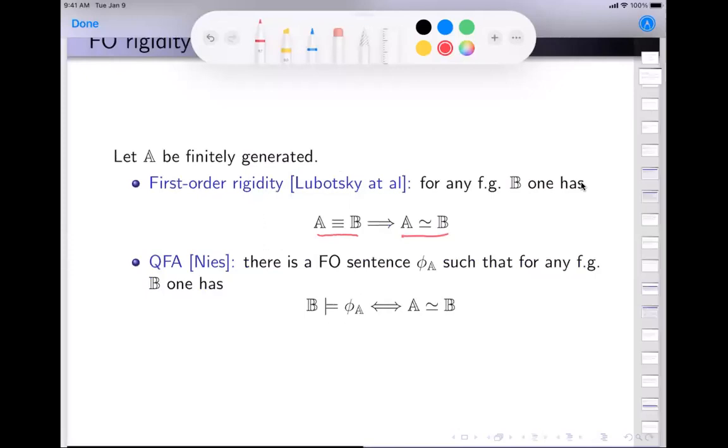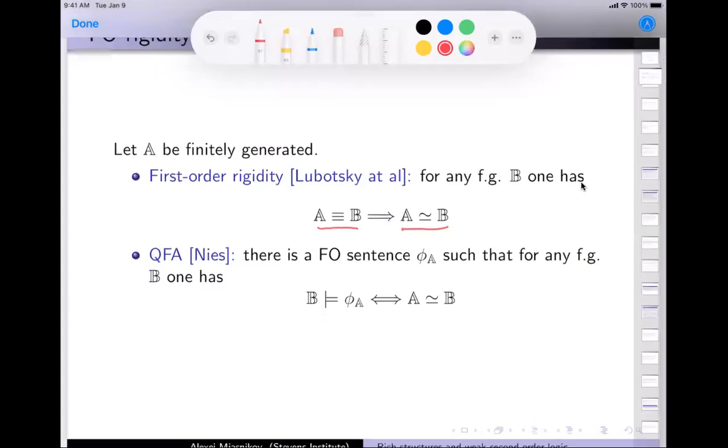That's, in a sense, that the first order theory of A is powerful enough to distinguish A up to isomorphism in the class of all finitely generated structures. A stronger property is quasi-finite axiomatizability, introduced by Nies, which means you don't need the whole first order theory of A. There exists just one sentence which describes A up to isomorphism in all finitely generated structures. So if a finitely generated structure B satisfies phi of A, then it is isomorphic to A. This is a very strong condition, really, which is different from first order rigidity. It is indeed stronger.